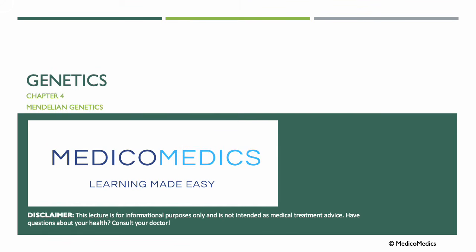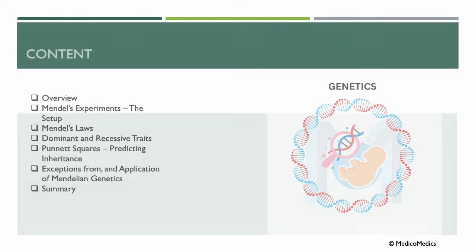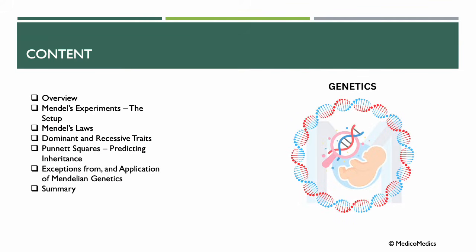Welcome to another lecture by MedicoMedics, Genetics Chapter 4, Mendelian Genetics. So in this lecture, we will talk about Mendel's experiments, Mendel's laws, dominant and recessive traits, mention Punnett squares, and talk about exceptions from and applications of Mendelian genetics, and end with a summary.